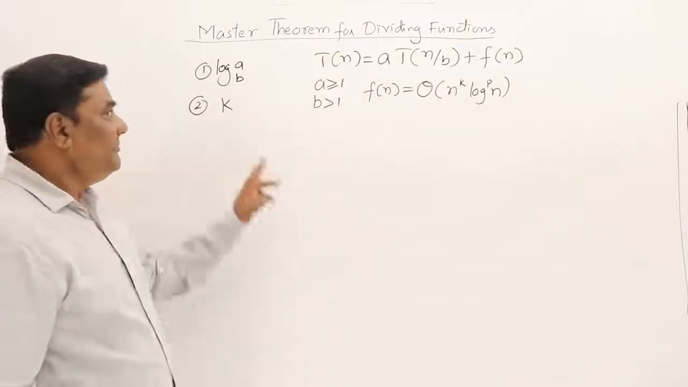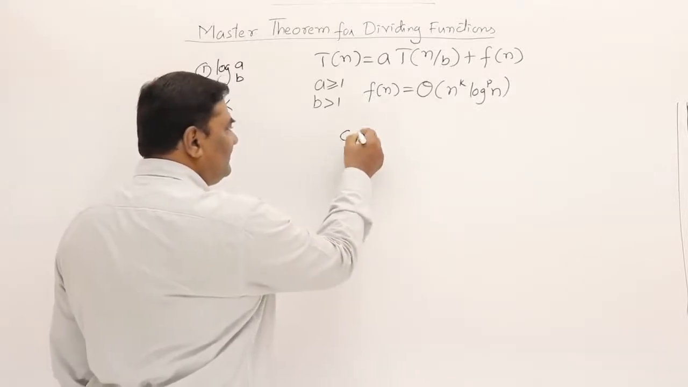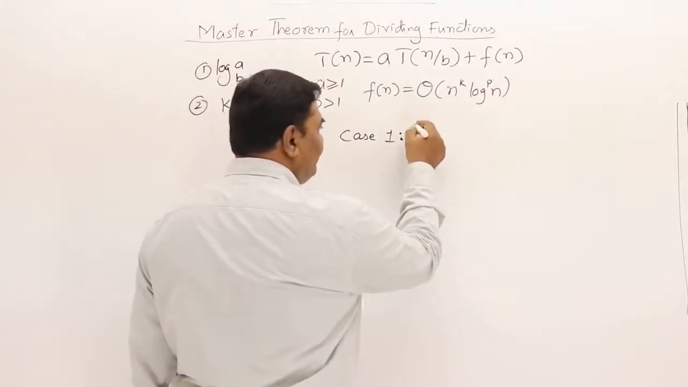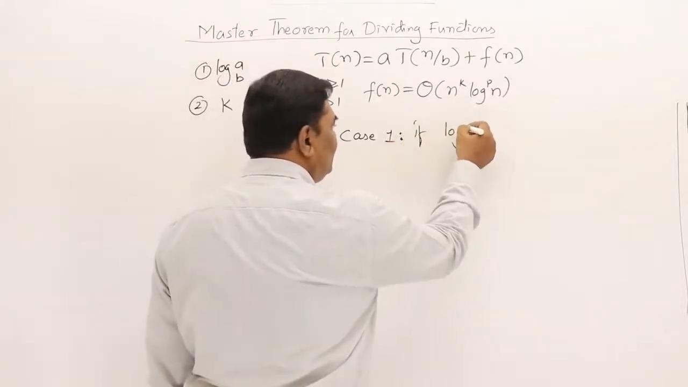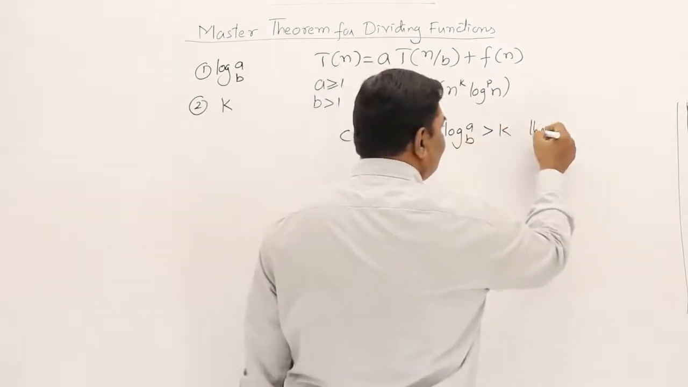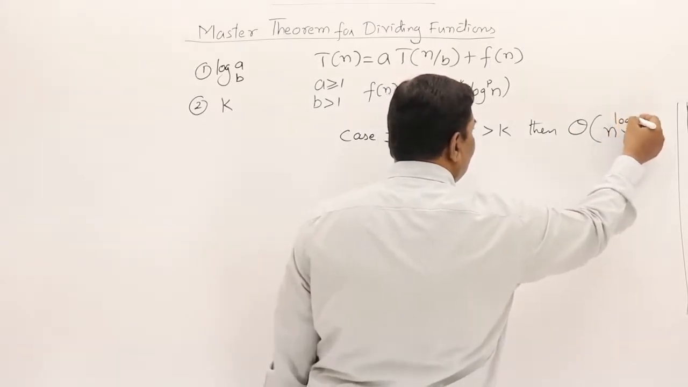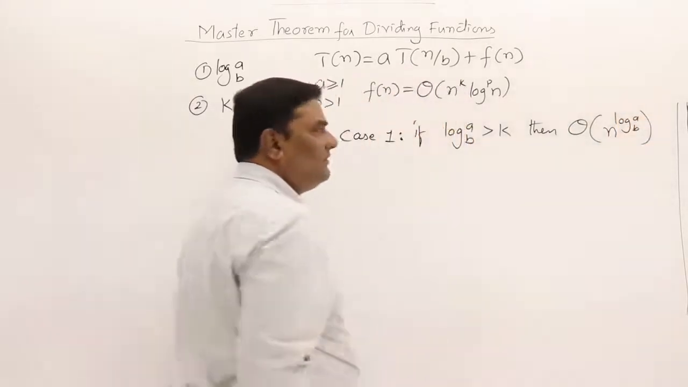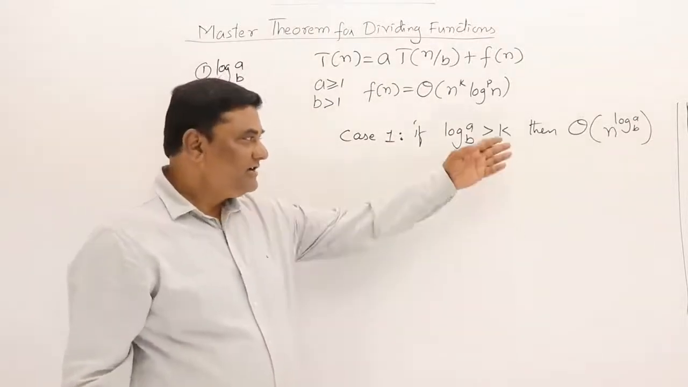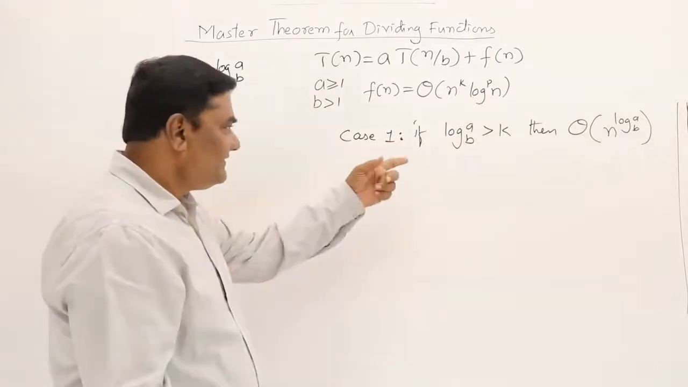Now, based on these two values, there are three cases. Case 1. If log a base b is greater than k, then the answer is theta of n power log a base b. So we get the answer in theta, otherwise you can take big O also. This is the first case.